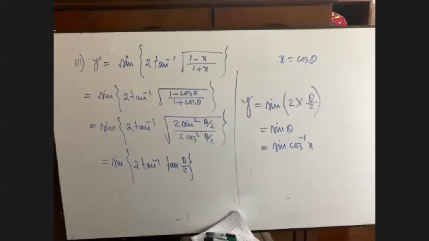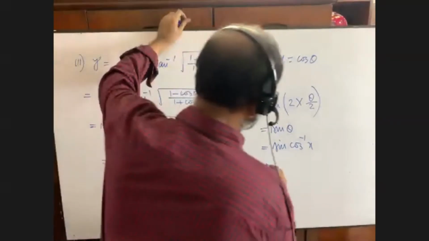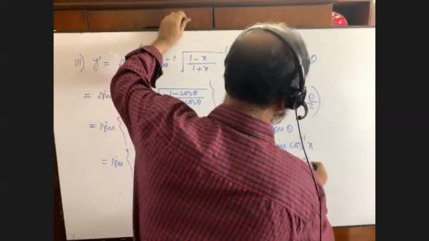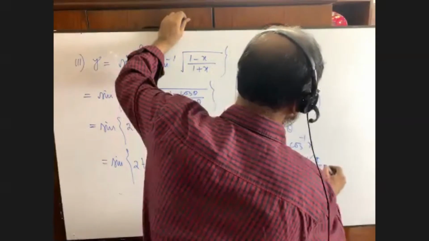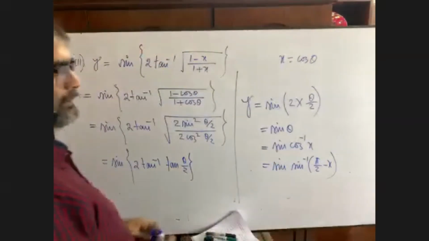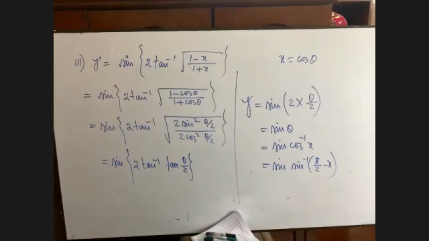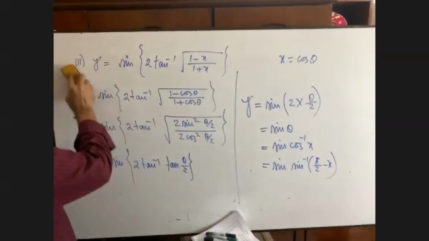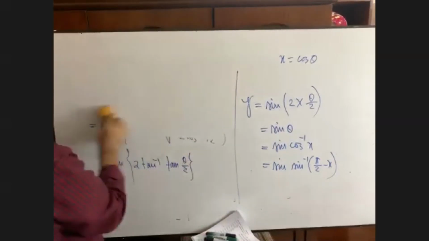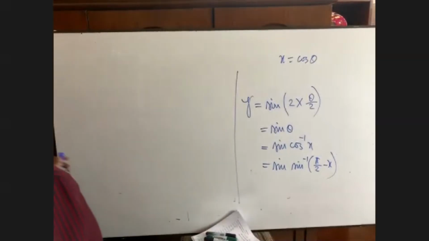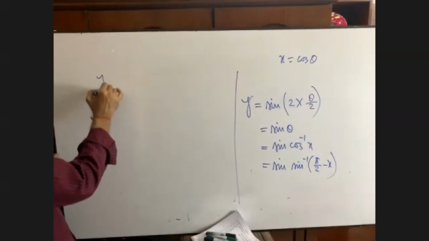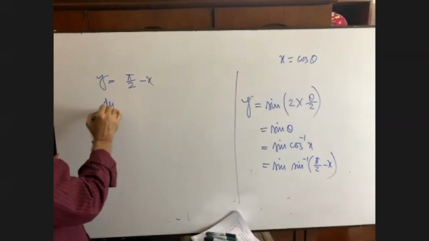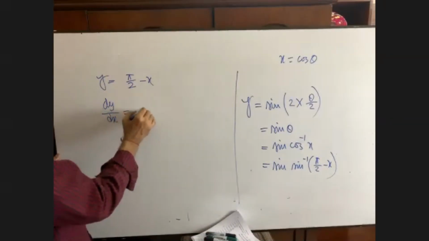Okay. Now you see, we are not done yet. What I told you, you have to write sine inverse. Let me know. Pi by 2 minus x. Is it? Which is equal to pi by 2 minus x, dy by dx is equal to minus 1. Our math is done.